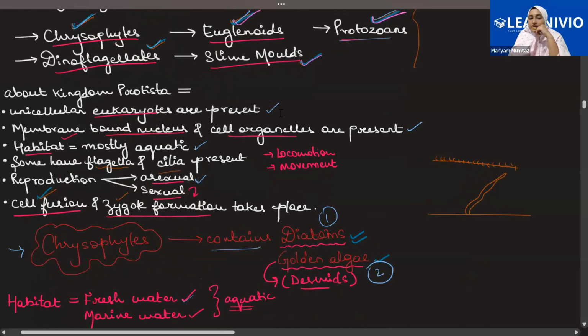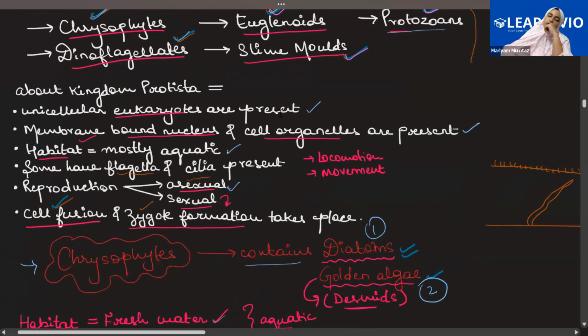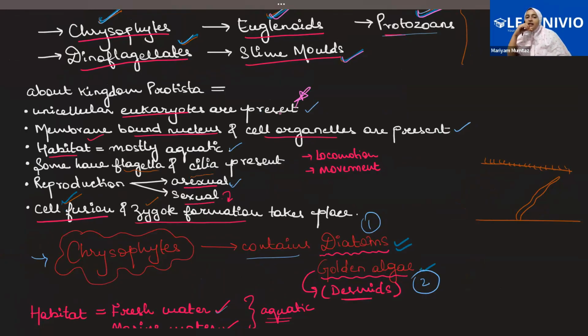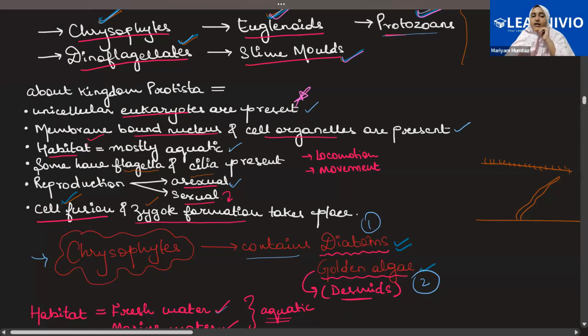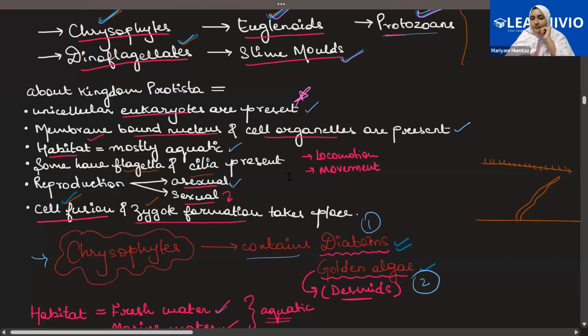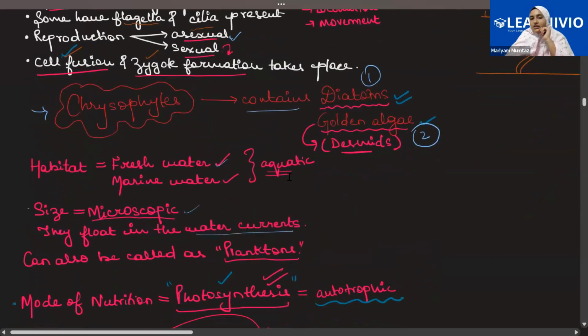Now, talking about the general features of the Kingdom Protista. This is the most important feature, that all the unicellular eukaryotic organisms are present in this. The membrane bound nucleus and the cell organelles are obviously present because they are eukaryotic. Habitat is mostly aquatic. Some of them have flagella and cilia present in them. If any organism has flagella or cilia present, it means that they are motile. Reproduction can be asexual or sexual. Cell fusion and zygote formation takes place.